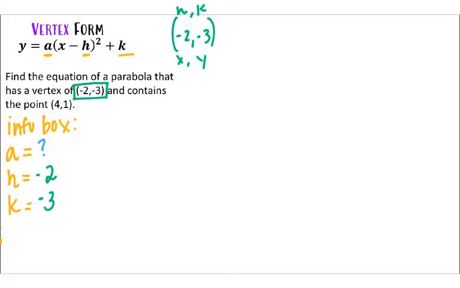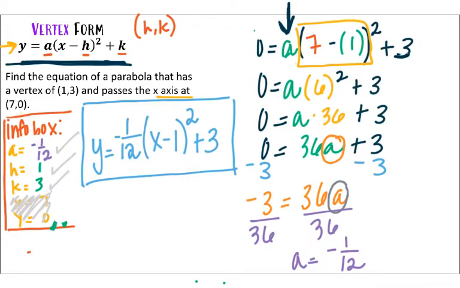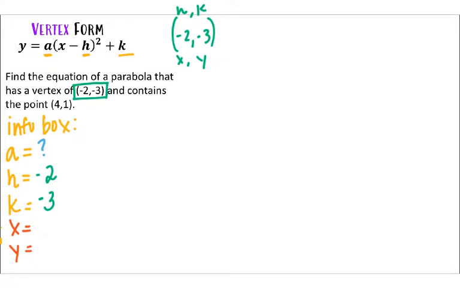Well, looking at what we have, we still need the a value. There's no way I can go straight into vertex form. So they have to give us another bit of information, and that is your x and y value. What point does it touch? Well, it says it crosses the x coordinate at 4, and the y coordinate that matches that is 1. So the point that it contains is (4, 1). All right, from here, we can substitute straight into vertex form.